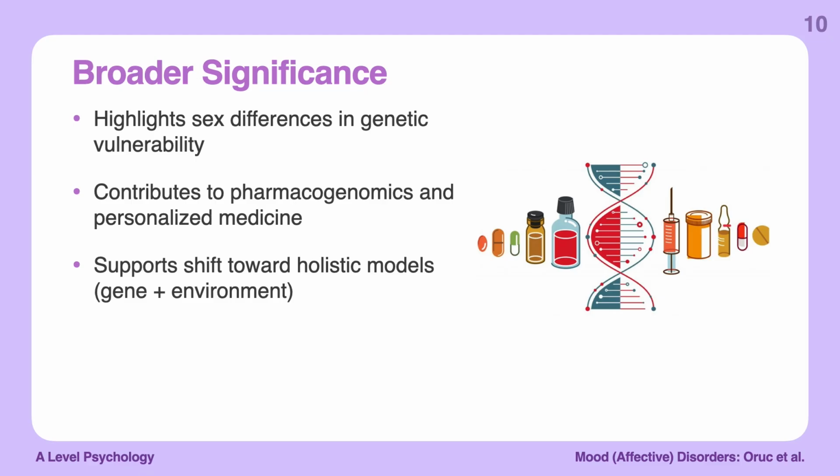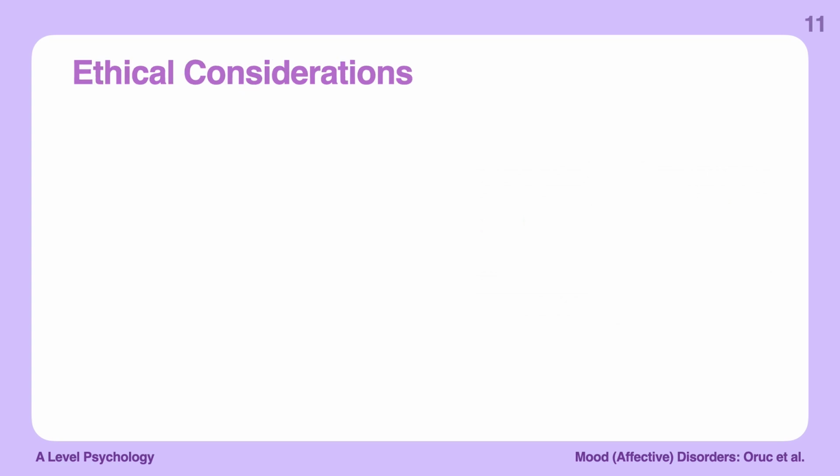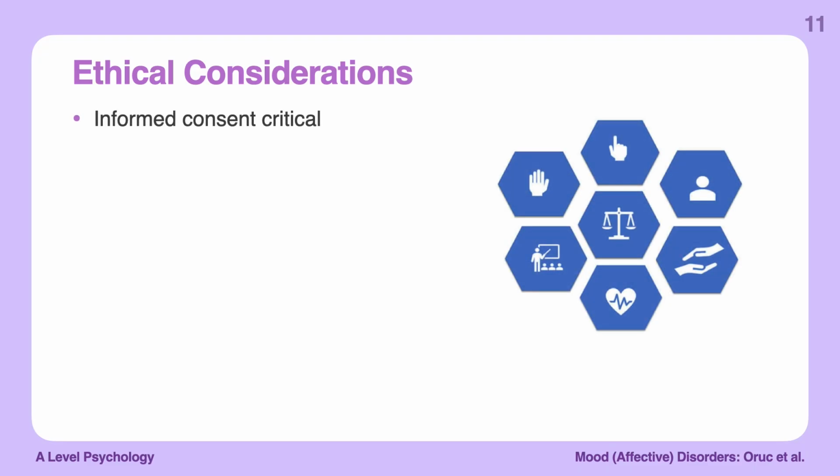There are also some important ethical considerations we need to think about with this type of research. Genetic research raises some important ethical issues we need to consider. These are serious concerns that affect real people and families. Informed consent is critical because genetic information is permanent and could potentially affect family members too. Participants need to understand what they're agreeing to. It's like signing a contract. You need to know what you're getting into because you can't undo it later.